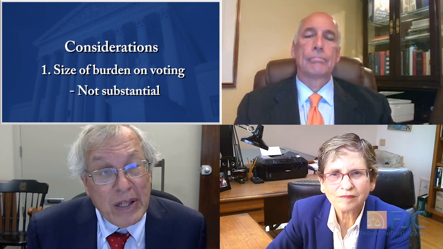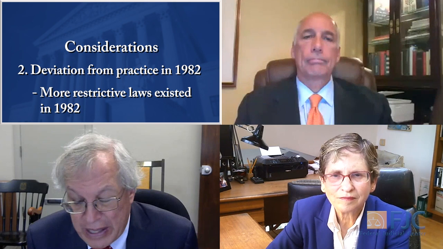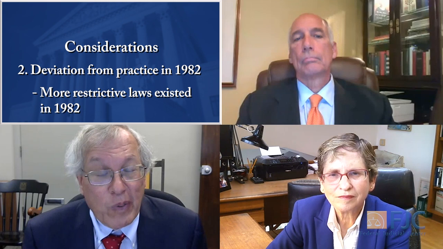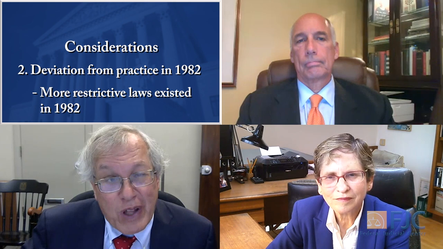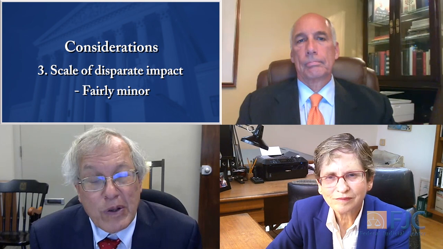Second, how far does the challenged law deviate from what was common practice in 1982? Why 1982? Because, as Laurie pointed out, that's the year that the Voting Rights Act was amended. And Justice Alito says there were many far more restrictive laws in 1982 than the two from Arizona being considered here. Third, what's the scale of the racially disparate impact?